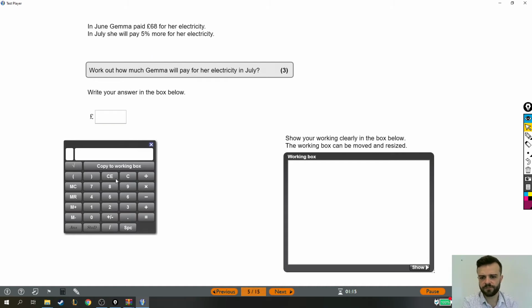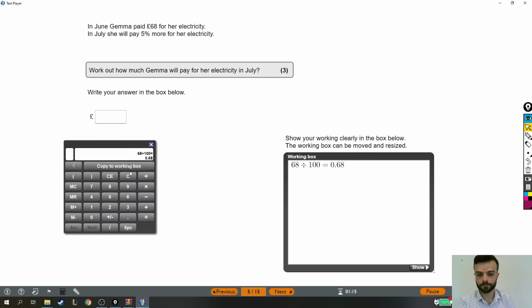Now there are different ways of finding 5%. Some people might like to find 10% first, and in your head you might be thinking, yeah, I can find 10%. And if you can do that, you can half it and get 5%. But since we're on the calculator paper, we're going to use the method that's more common to use on the calculator paper, because this method lets you find any percentage really easily. So what we're going to do is take our number, our £68, and we're going to divide it by 100. We're dividing it by 100 because percentages are out of 100, so dividing by 100 gives us 1%.